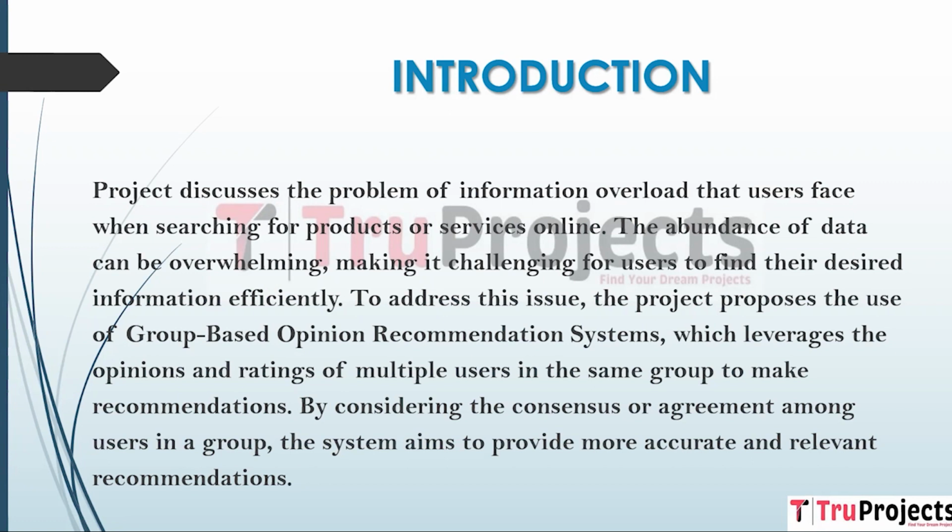The volume of data can be overwhelming, making it difficult for people to efficiently obtain the information they seek. To overcome this issue, the project recommends the usage of group-based opinion recommendation systems, which produce suggestions based on opinions and ratings of numerous users in the same group. The method seeks to give more accurate and relevant recommendations by taking into account the consensus or agreement among users in the group.